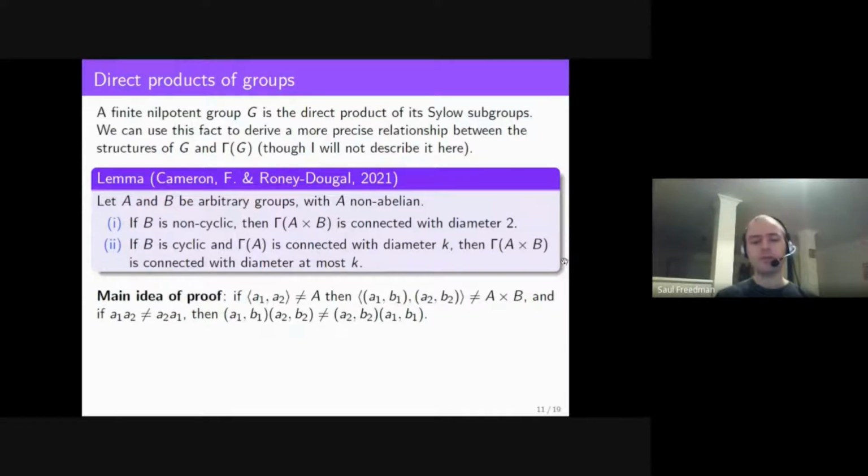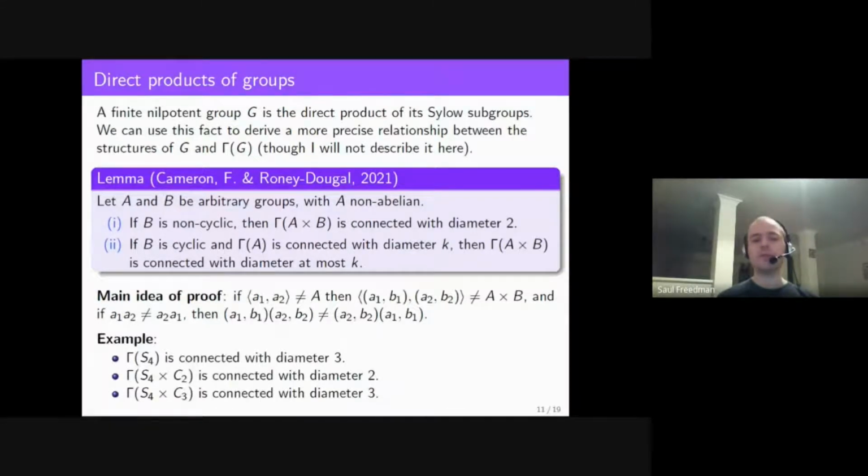So just some examples. These are not nilpotent, but they're nice small examples. The graph of the symmetric group of degree 4 is connected with diameter 3. If we take the graph of the direct product of S4 with a cyclic group of order 2, this is connected with diameter 2. However, if we take the direct product of S4 with a cyclic group of order 3, then the graph has diameter 3. So this at most k part is important because when taking the direct product with a cyclic group, we could either remain at diameter k, or we could go to a diameter that's strictly less than k. And note that all three of these groups are indeed 2 generated.